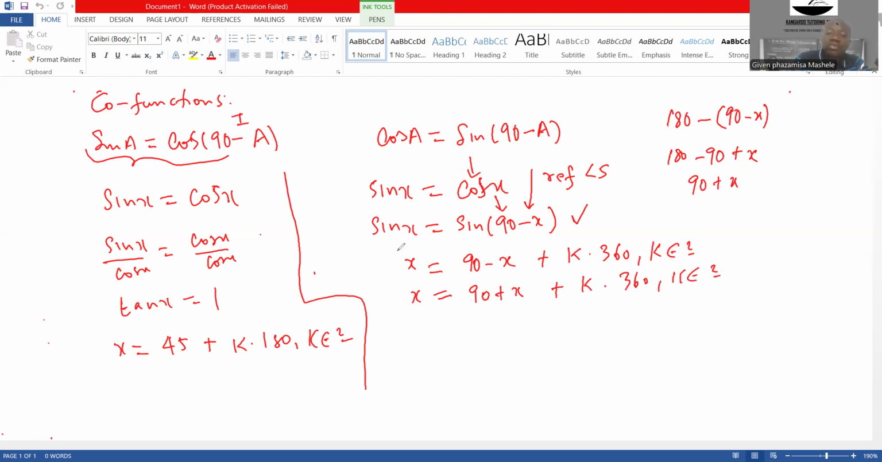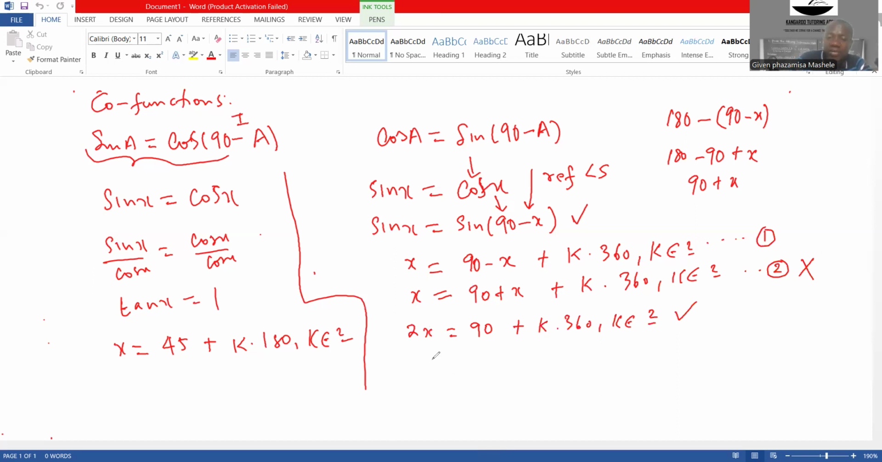So what we can do is solve our expression here. Remember we said sine must have two answers. So this is the first one and the second one. On the first one, we can transpose the minus x to the right-hand side. This will give us 2x equals 90 plus k times 360, where k is an element of integers. Then the second one, we can still transpose x to the right-hand side. This will become x minus x, so it will not give us an answer. We're going to remain with the first one only, because the second one has no solution, since x minus x is 0.